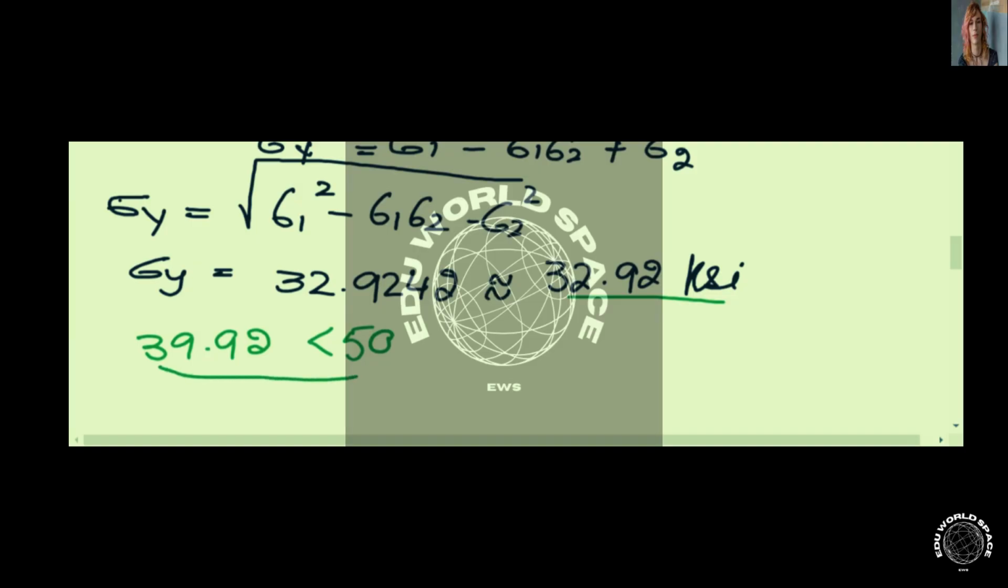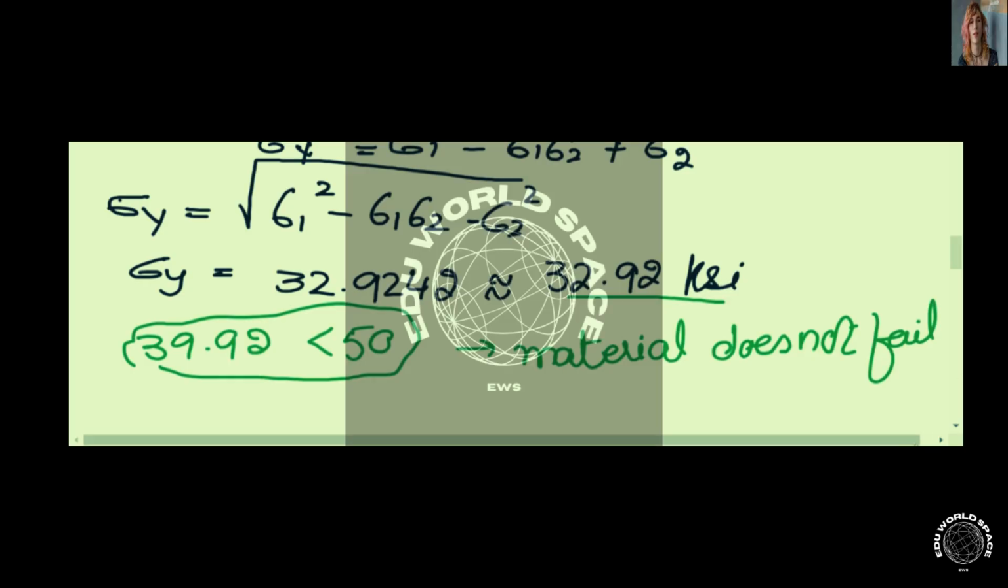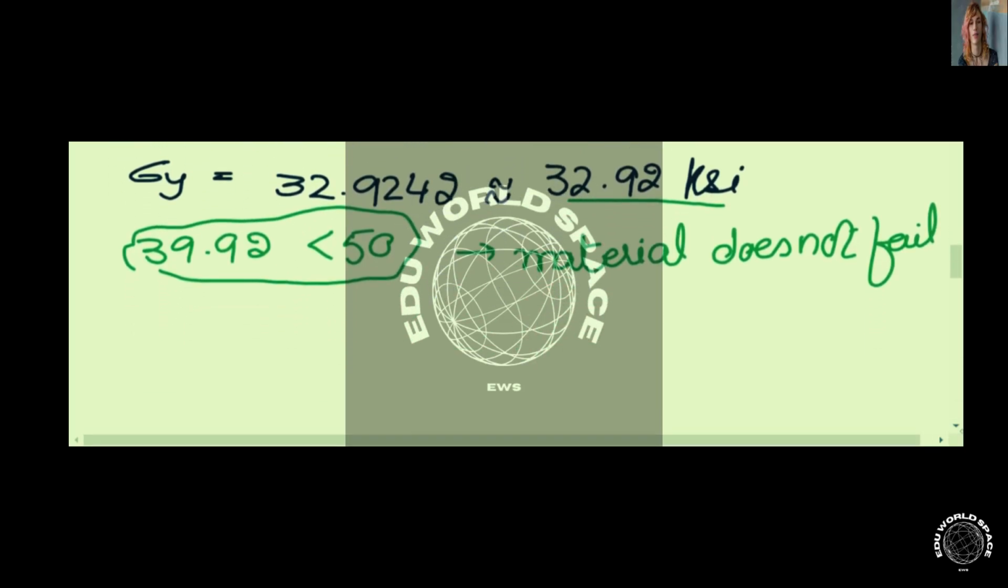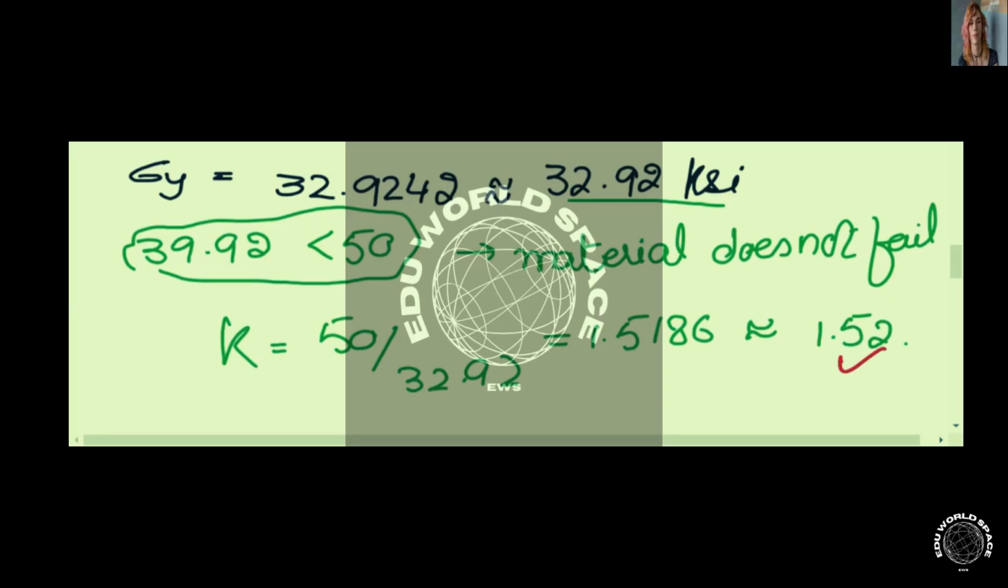So it means that the material does not fail according to the distortion energy theory. Again, the factor of safety for this case would be 50 divided by 32.92, which is equal to 1.5186, approximately 1.52. So this concludes our answer for part B.